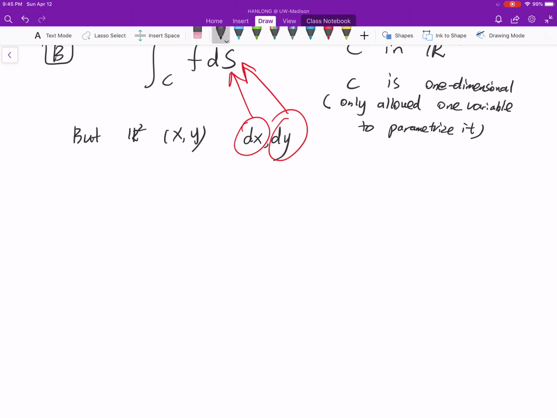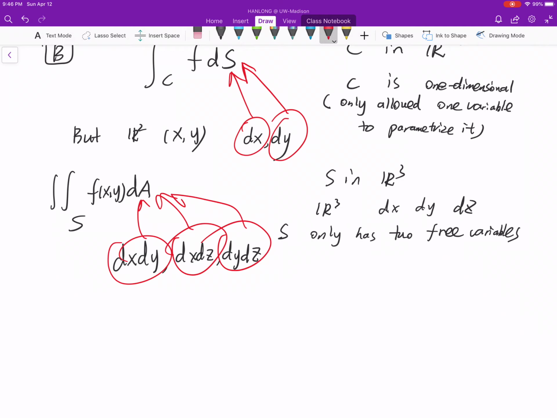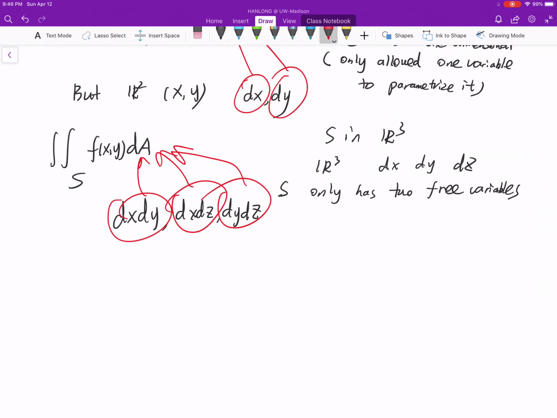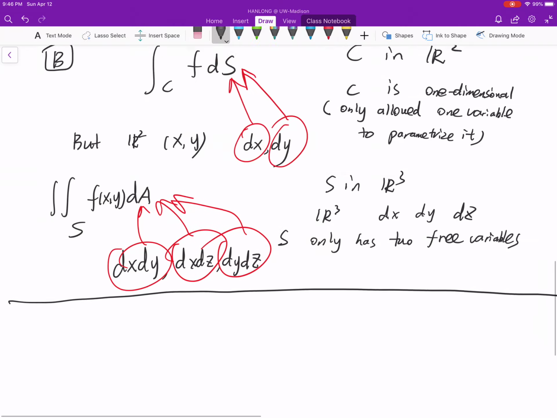And similarly for dA here, with S in R3. The problem is that in R3 you have dx, dy, dz, three independent differentials, but S only has two free variables. It's two-dimensional. So dx dy, dx dz, dy dz, which one should correspond to dA? The quick answer is that a certain combination of them will be dA. Okay, so we know the first step: if we want to do calculus on a subspace, we need to make sense of the integration differentials ds and dA here.